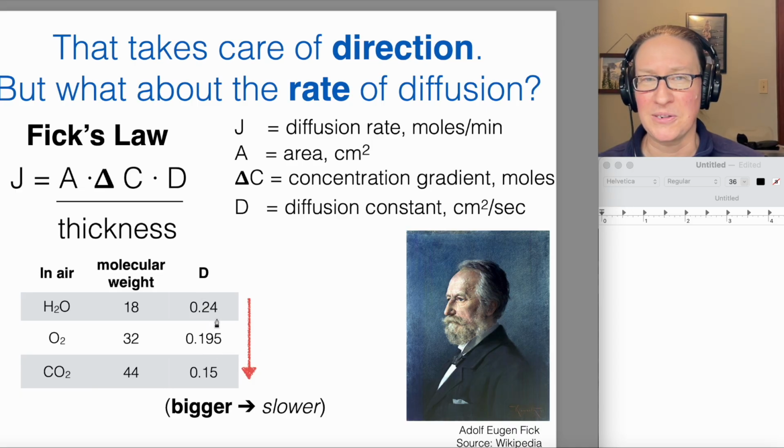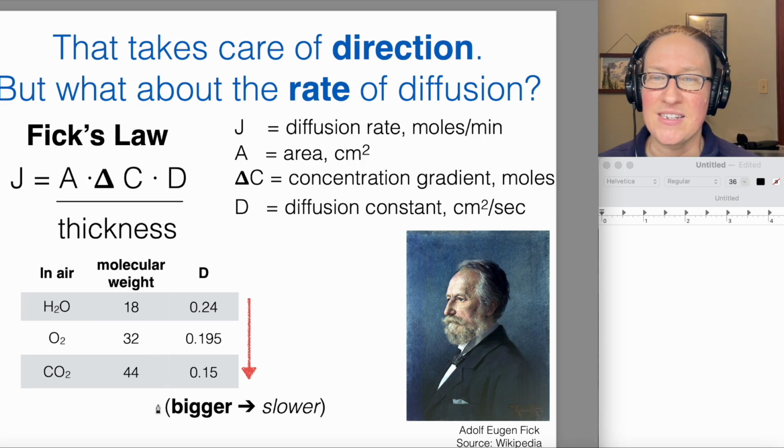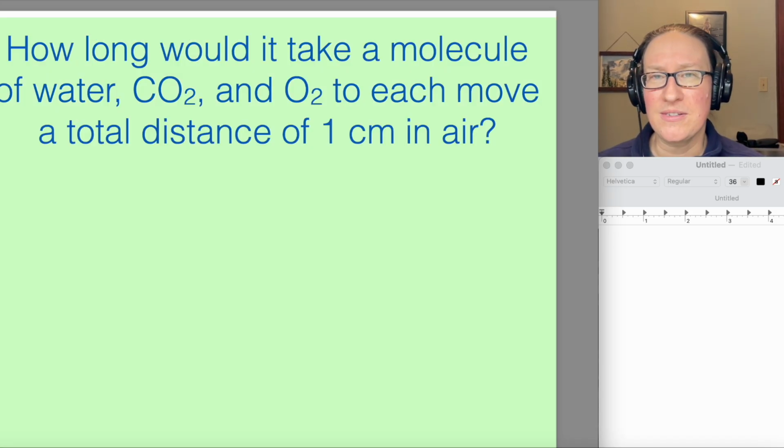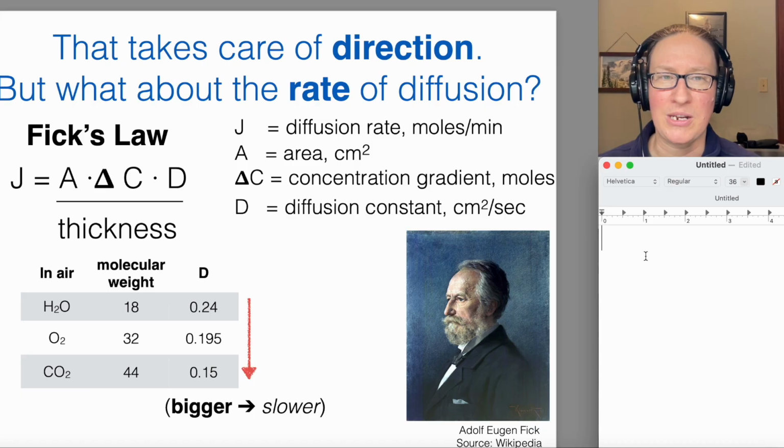Although they behave similarly, their speed of movement through air differs and varies, right? Water has a higher D, so a faster diffusion constant. Oxygen and carbon dioxide have smaller diffusion constants, right? And they also have much greater molecular weights. So this is the general principle to keep in mind: molecules that are larger are going to move more slowly through air. Okay, so we can now use this equation to carry out a thought experiment: how long would it take a molecule of water, carbon dioxide, and oxygen to each move a total distance of 1 centimeter in air?